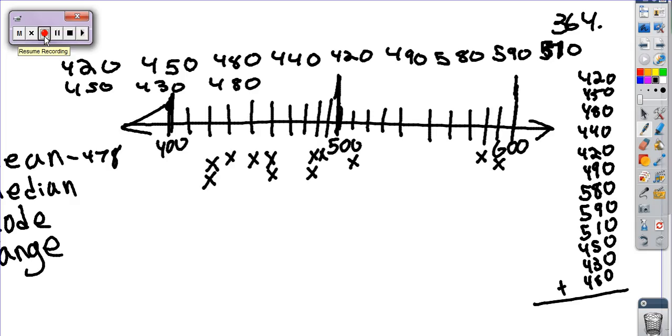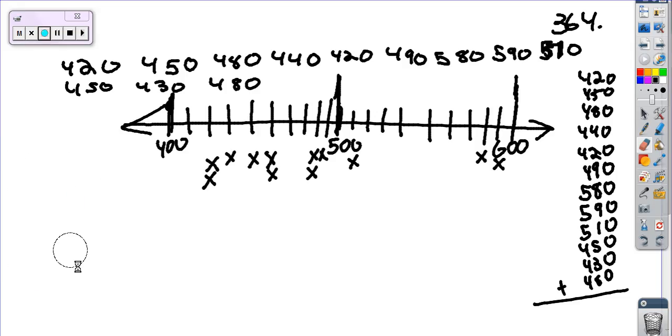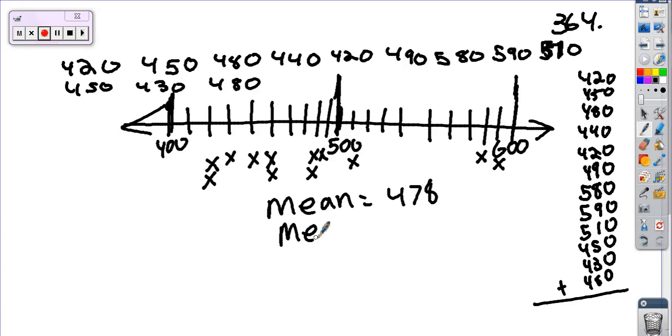And I'll pause it so I'm not running a bunch of dead air. Wow. So nice job. The average is 478.33333. So 478. Oh, that doesn't show on the screen very well. Shoot. Let me erase that and do that again. Man, that was crazy. I didn't even think about it. All right. So the mean equals 478, rounded down.